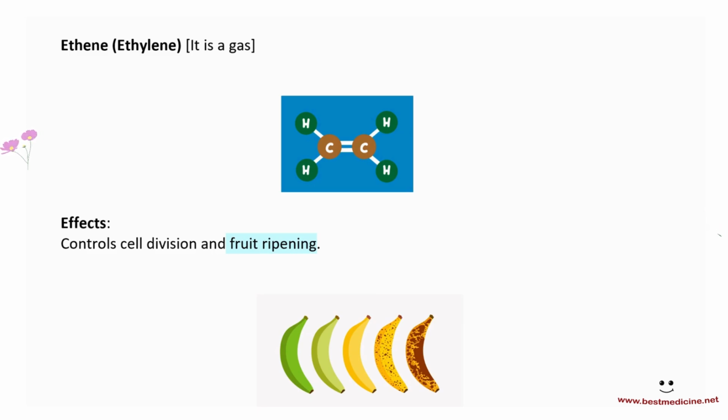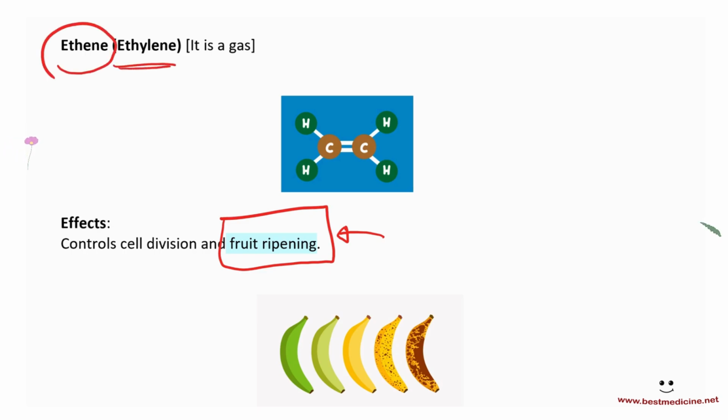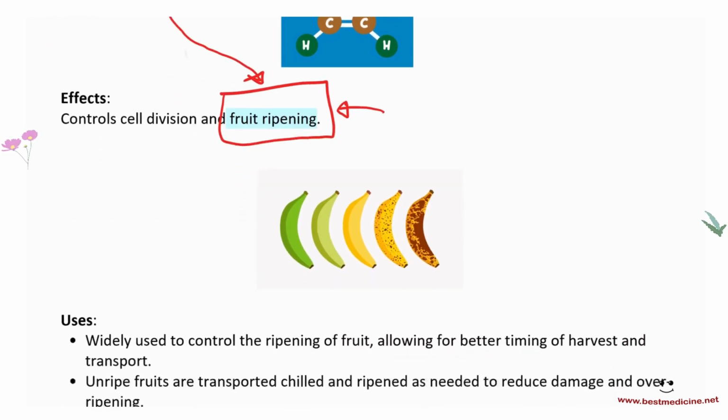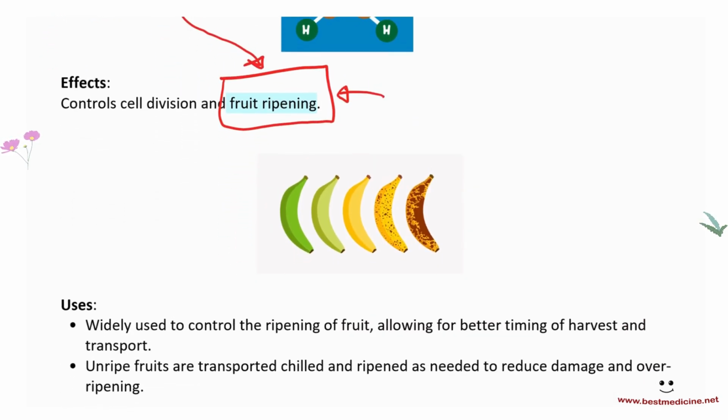What does it do? Well, ethene dissolves, goes to different cells, and causes fruit ripening, especially. Fruit ripening is a very, very important link with ethene. So you want to remember the name ethene, or also called ethylene, and fruit ripening. It also controls cell division. So what are the uses of this? Well, it's obviously used for the ripening of fruit, to allow for better timing of harvest and transport.